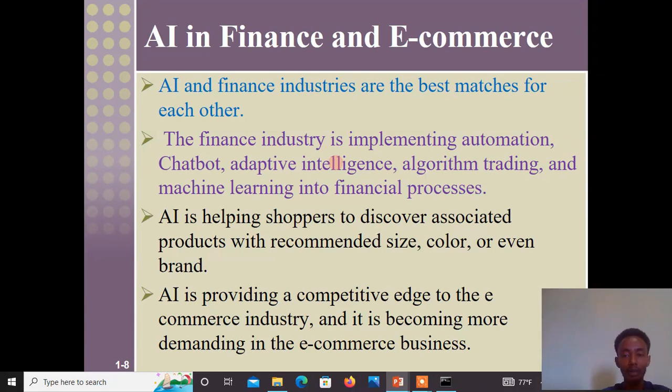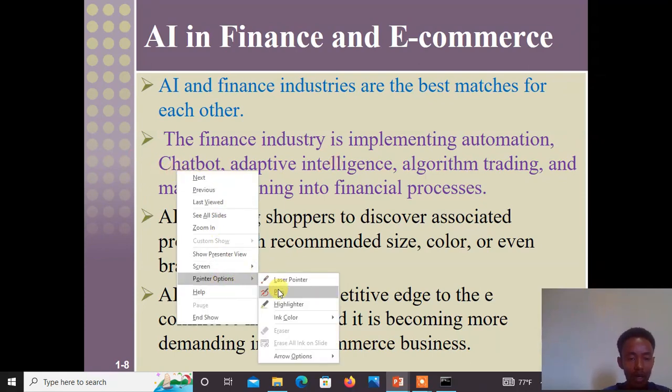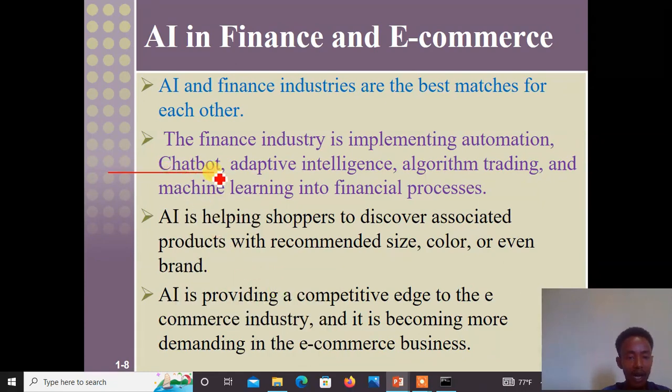The finance industry is also implementing automation in order to automate every transaction of the finances, and they may have a number of different chatbots based on their interests, adaptive intelligence, algorithmic trading, and machine learning in financial processes in order to record their data in an efficient and effective way. So another one is helping shoppers discover associated products with recommended size, colors, or even brand.